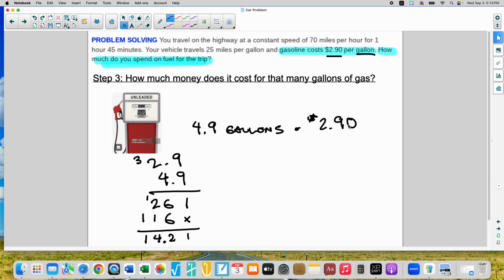So if each gallon costs $2.90 and I buy 4.9 gallons, right? 1 gallon would cost $2.90. 2 gallons would cost another $2.90. 3 gallons would be another $2.90. That's why we're multiplying it. And so the total cost for my trip to go 122.5 miles, using 4.9 gallons would cost me a total of $14.21.